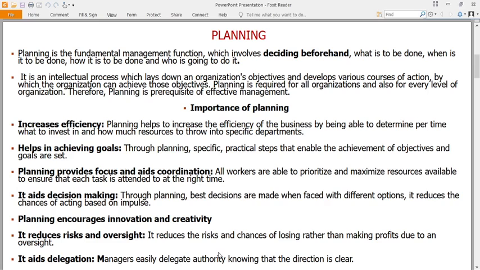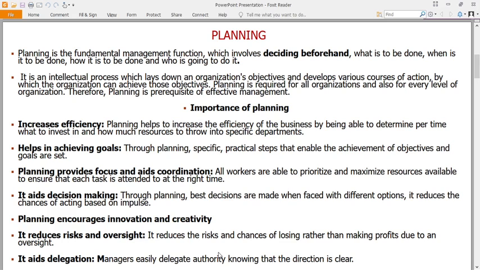And this is one of the key functions of a manager that involves deciding what is to be done, when it will be done, how it will be done, and who is going to do it or who is going to work on it. And therefore, an agribusiness manager is in charge of laying down objectives and then developing various courses of action by which the organization can achieve the objective.